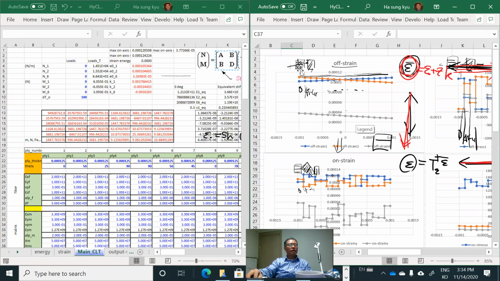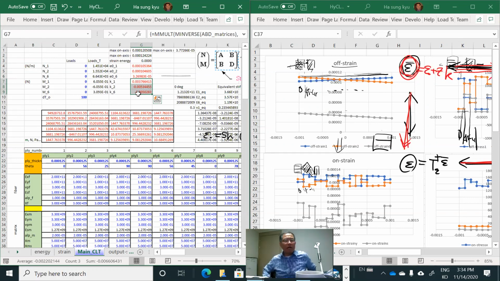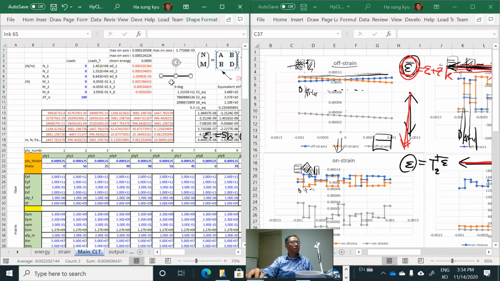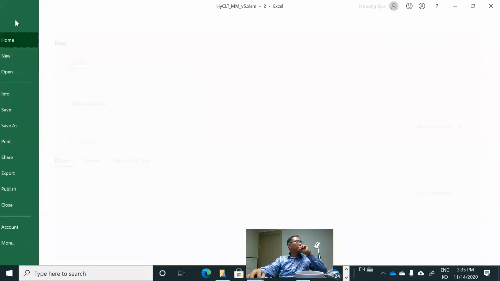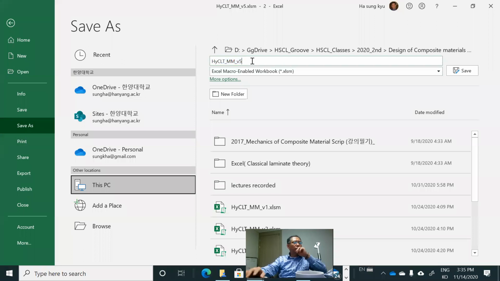And stress, we have this much stress and deformation. See, this has a slight slope. What does it mean? Slope means that we have a curvature. A curvature means it bends, right? In addition to an extension, it may bend. So again, a very important behavior of the composites. So I'm gonna save as version 6.